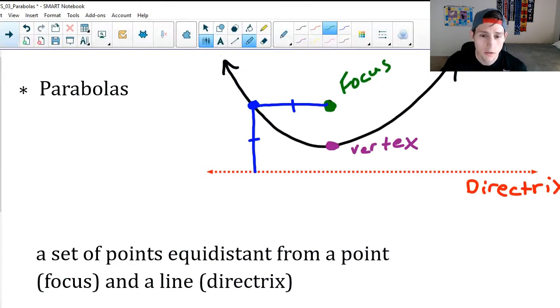Focus is part of it. We know that ellipses have 2, right? They have foci. A parabola just has one single focus. It has one vertex, and it has a directrix. So a parabola is a set of points equidistant from a point and a line, and that line is the directrix.